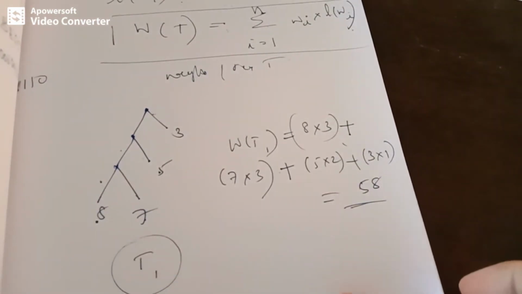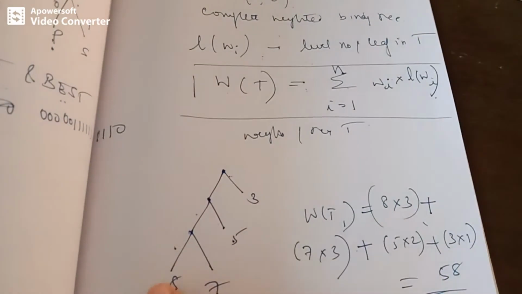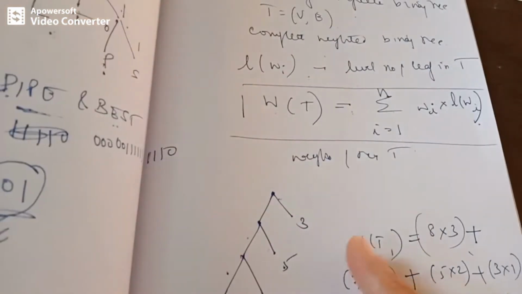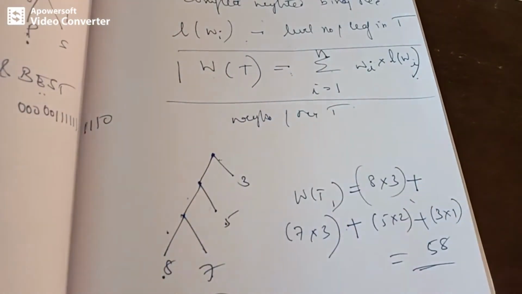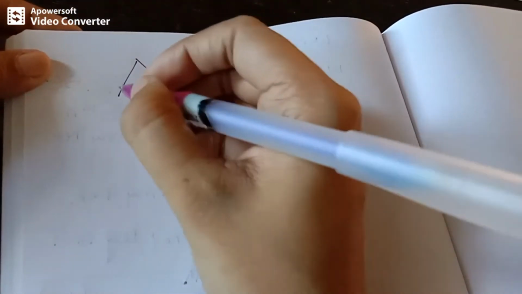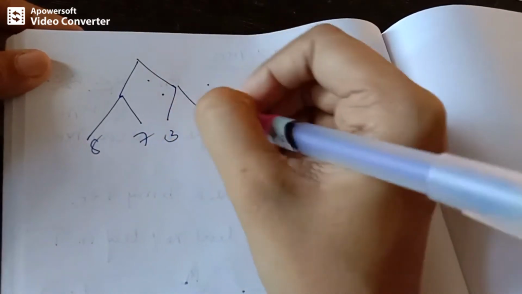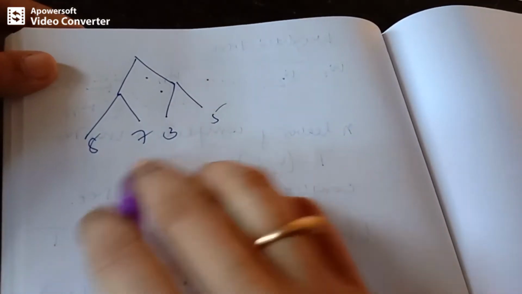So likewise, I will be taking another example to calculate the weight. What we have done basically is we have assigned them to the leaves of the complete binary tree and then we are calculating the weight of this entire tree. So next example I will be taking into consideration is this tree. Okay. So these are the weights assigned to the leaves.